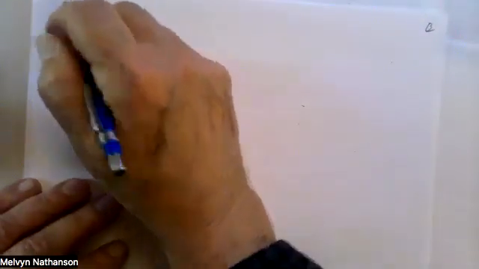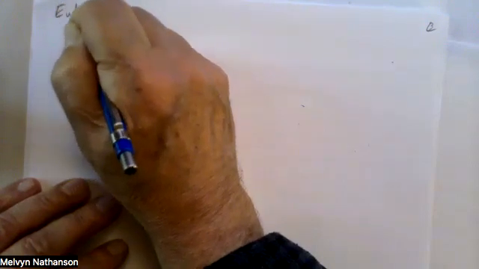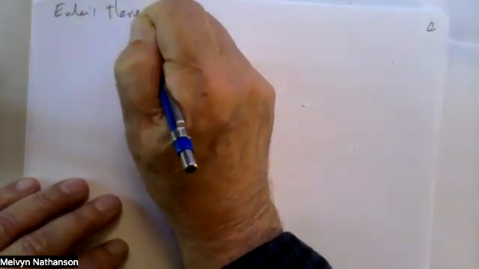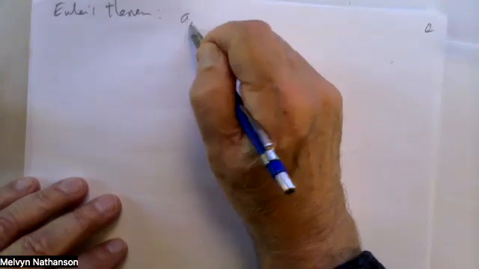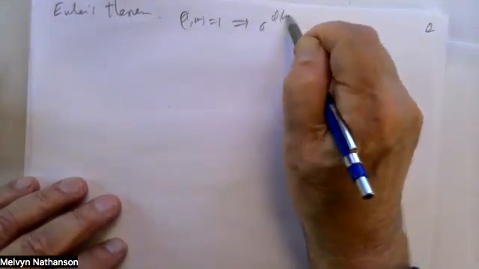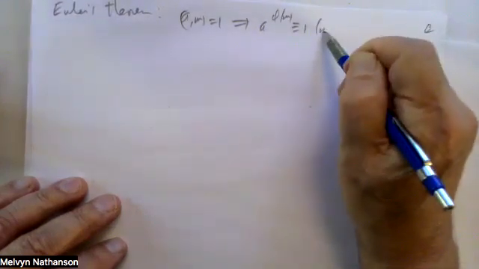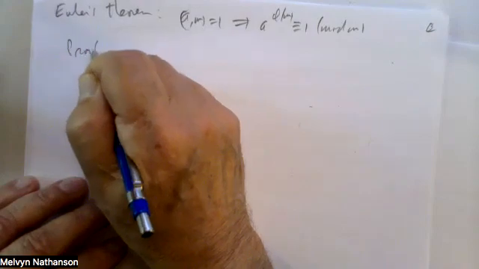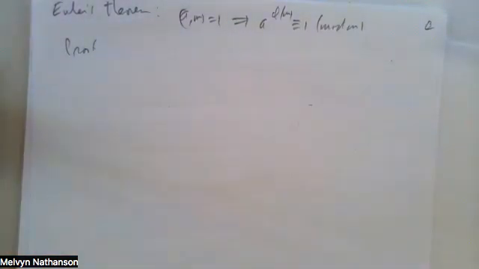Okay. So this is Euler's theorem. How do we prove it? Euler's theorem: if A and M are relatively prime, then A to the phi of M is congruent to 1 mod M. And the proof goes as follows.